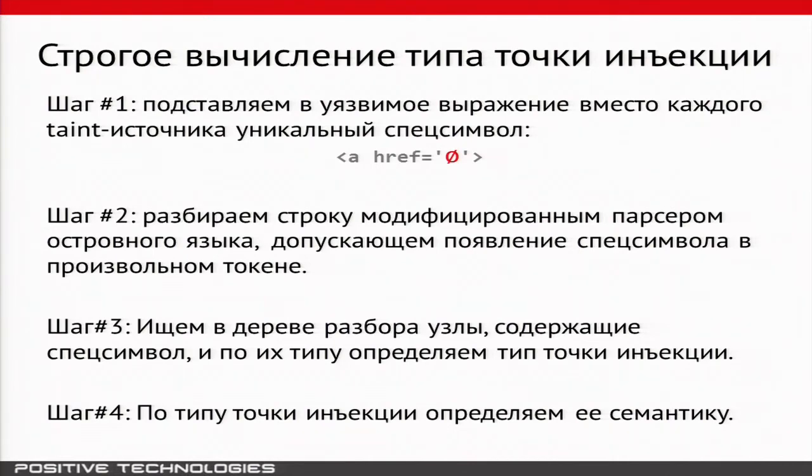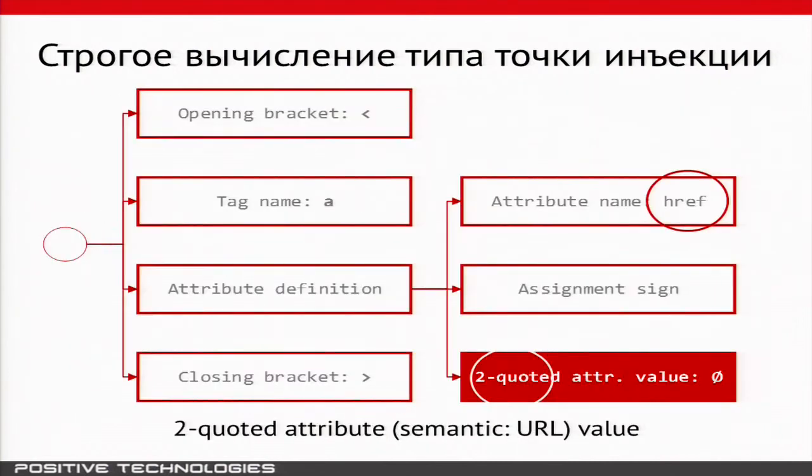Once the parser has done its work, we get a syntax tree. After the parser has done its job, we just need to see which node this unique symbol got into. Depending on which branch of the tree the unique symbol landed in, we can always determine the point of injection.